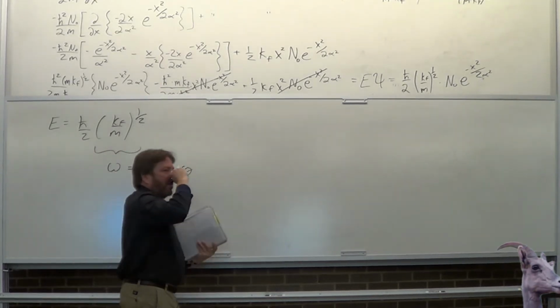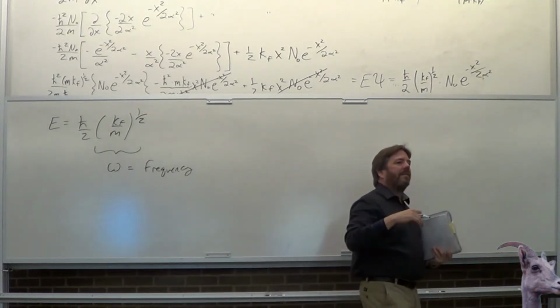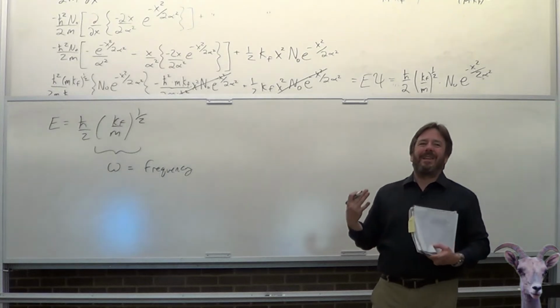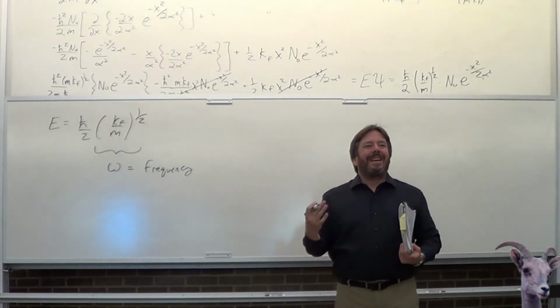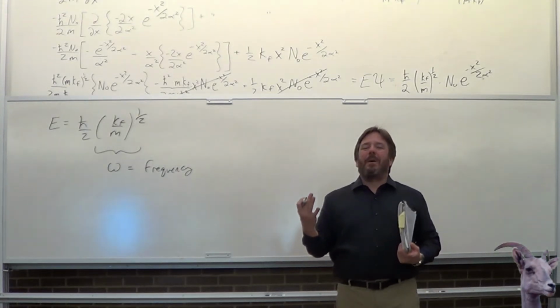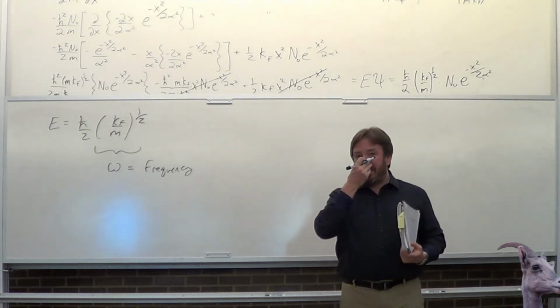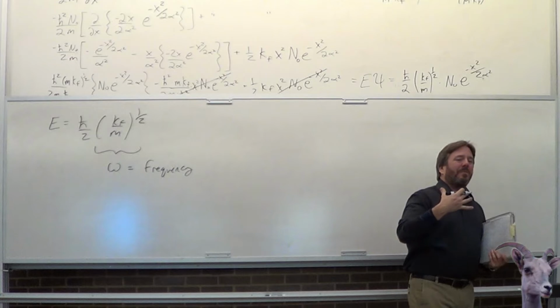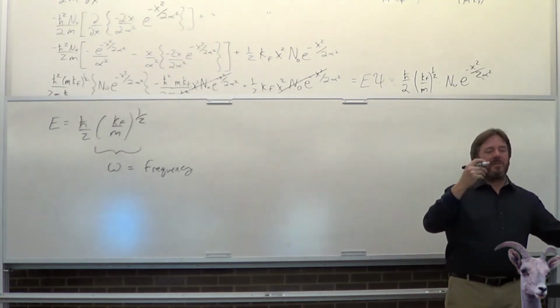So the spring constant over the mass to the half, that's the frequency of the spring. You know that springs have resonant frequencies, right? A lot of equipment, a lot of MEMS devices in Apple products and whatnot, are built with springs. Some springs don't look like springs.